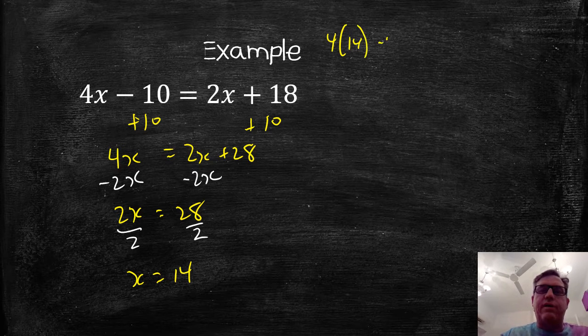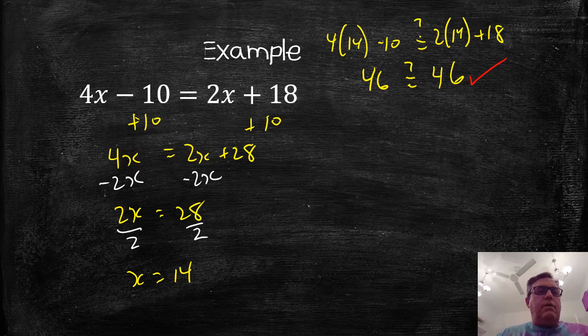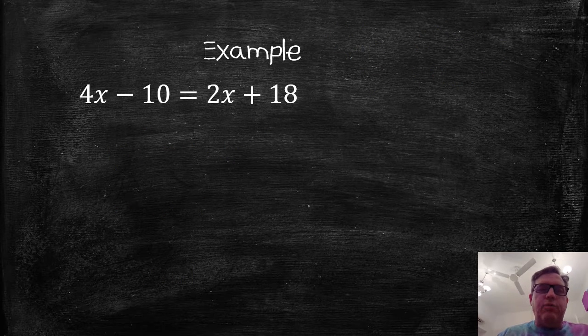4 times 14 minus 10, does that equal 2 times 14 plus 18? 4 times 14, if I double it to get 28 and double it, I get 56 minus 10 is 46. Does that equal 2 times 14 is 28, plus 18 is 46. So the answer to the question is yes, they are the same, which means our answer is correct. So that time we started by moving the 10. What if we start with something else?